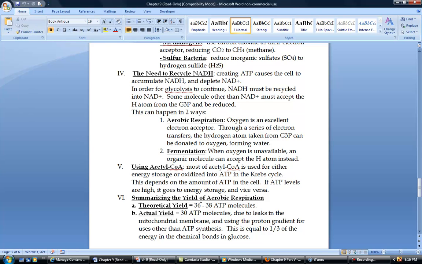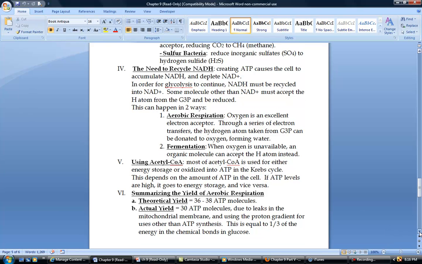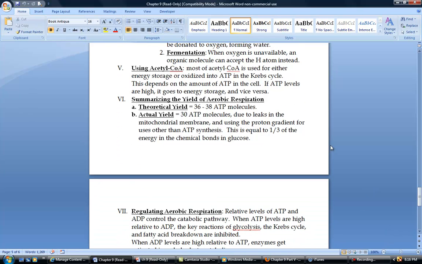It can go in the opposite direction if ATP levels are low. If ATP levels are low and you need more, then it's going to pull and keep making more ATP. So when we talk about the total amount of ATP that's made, technically it's 36 to 38 because you had 2 in the first stage, 2 in the third stage, and then 32 to 34 in the last stage. So that's 36 to 38 total.